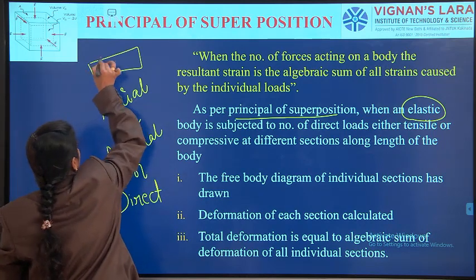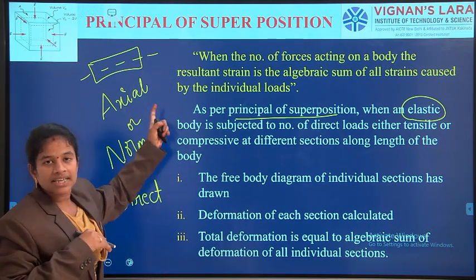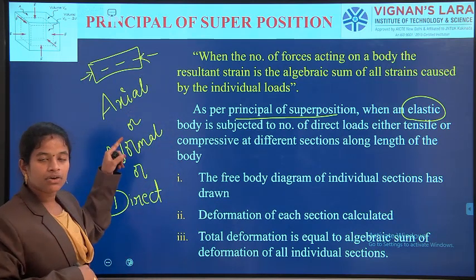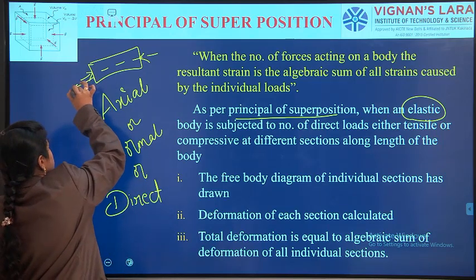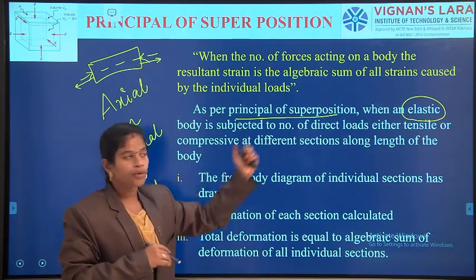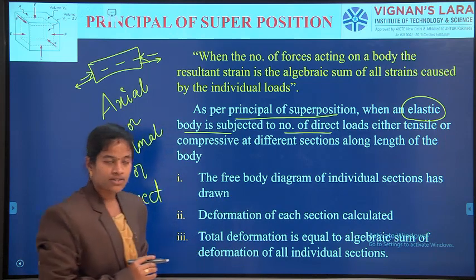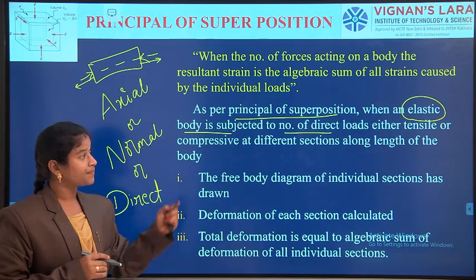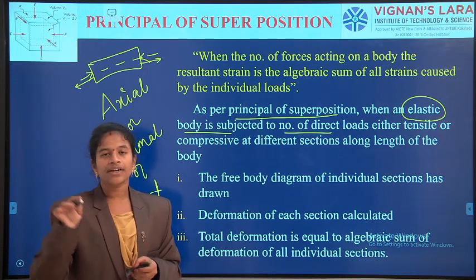These act along the axis, that's why we call them axial loads. They act normal to the area of cross section, that's why we call them normal loads. They act directly onto these bodies, so they are called direct loads. Now, as per the principle of superposition, when an elastic body is subjected to a number of direct loads, either tensile or compressive, these loads act on the body at different sections.